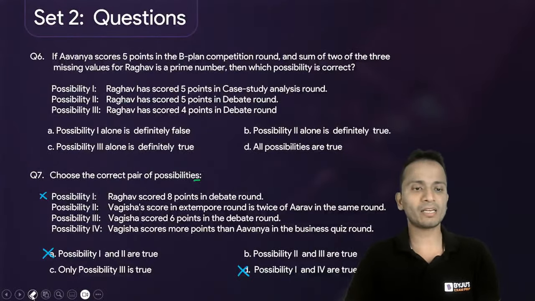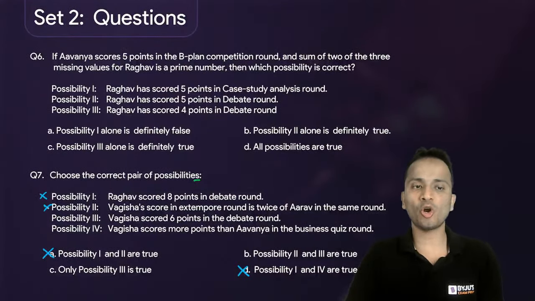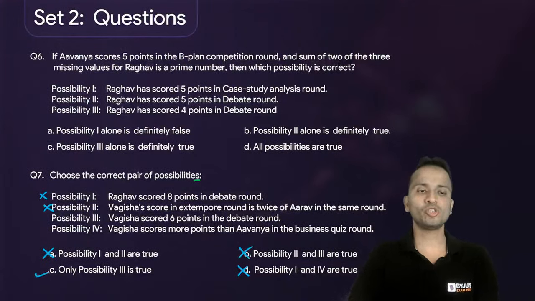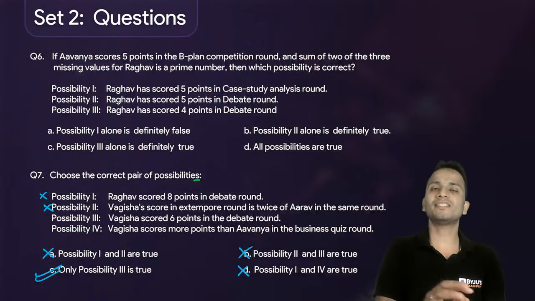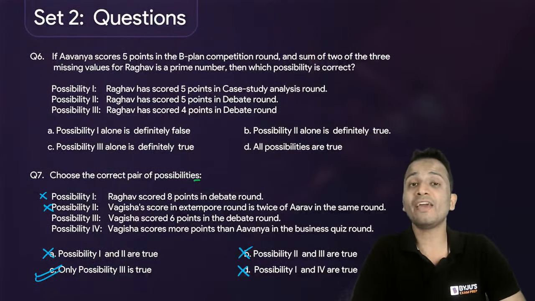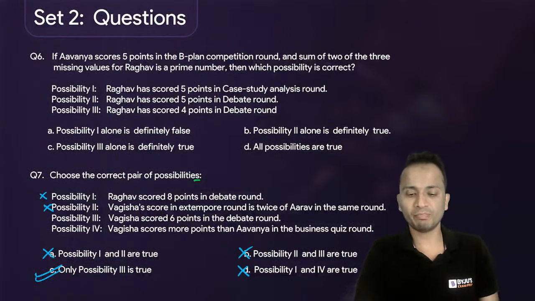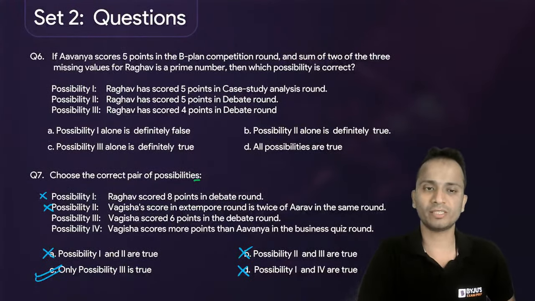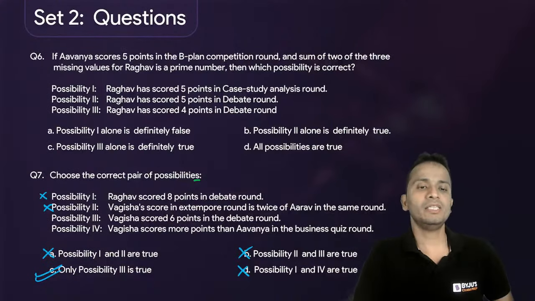So I'll go back. Possibility 2 is wrong. Option B is eliminated. So the answer will be option C. Now guys, this is an actual question of IFT 2021. So this question appeared in IFT 2021. Such a wonderful question this one is. Possibility 3 is the only correct possibility.